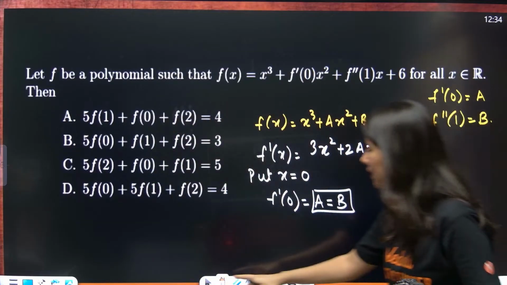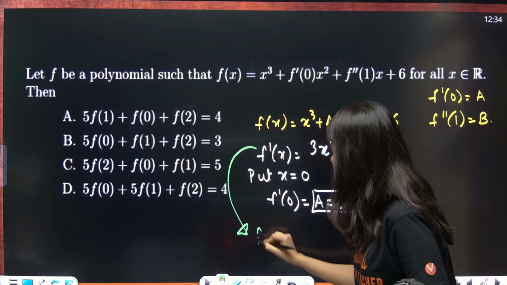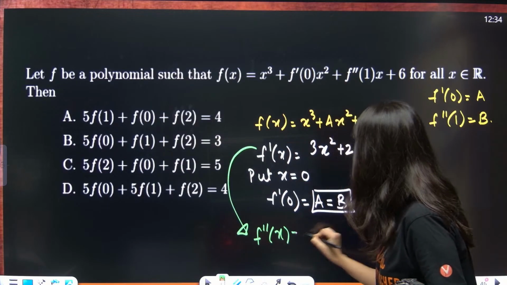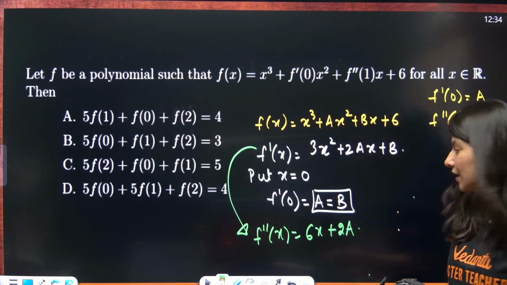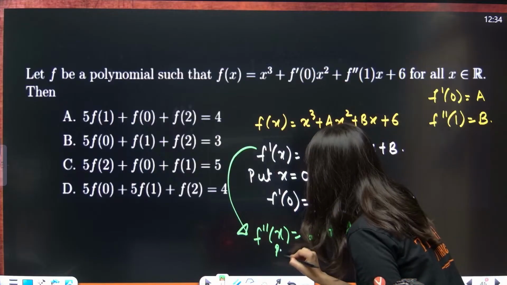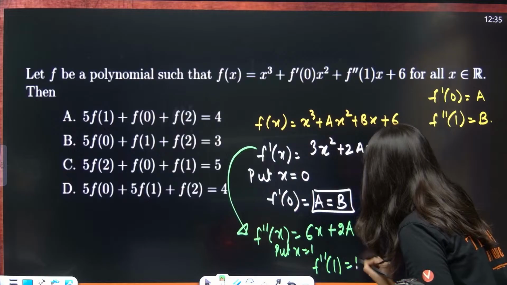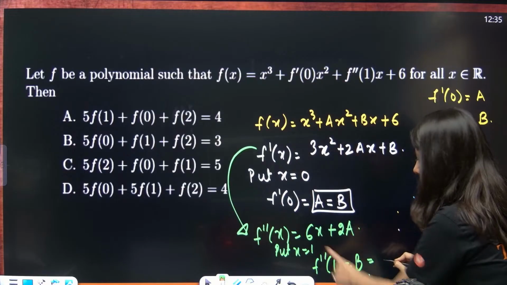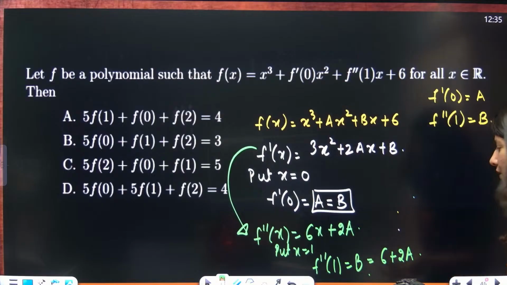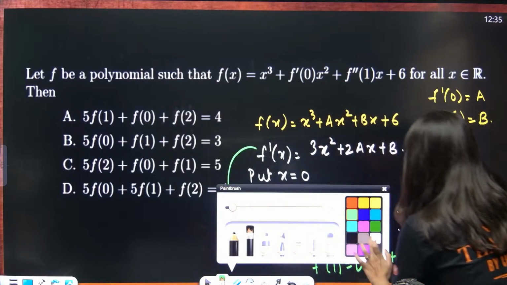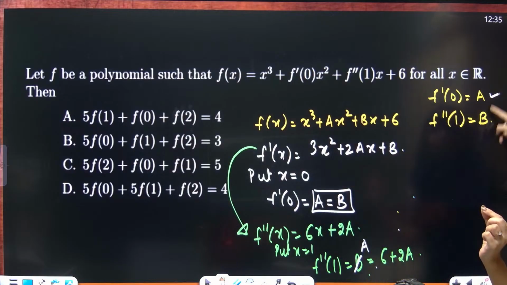Now we want f double dash, so we need to differentiate again. So f double dash x is 6x plus 2a. A and b are equal. And if you put x equal to 1, you get f double dash 1, which is nothing but b. If you put 1, 6 plus 2a. And you know what? A and b are equal. So in the next step, you can replace it with a. So now finally you are going to get the value of a and b both.